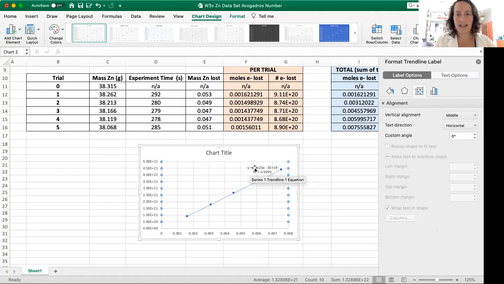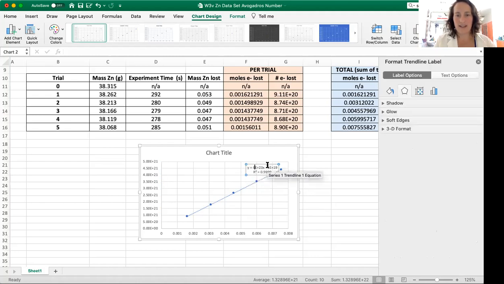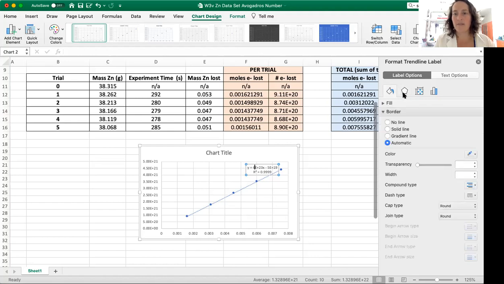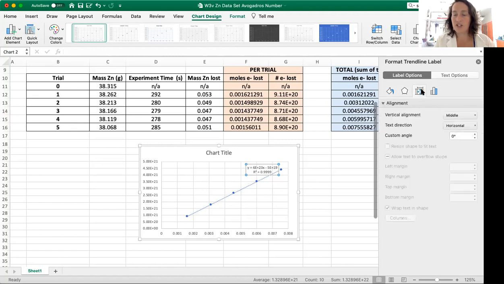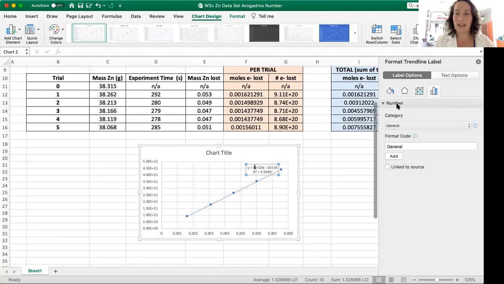So if I highlight and click on the box, I see that for me at least, I have these options that pop up over here, okay? And they're label options. And I can change the color, right? I can fill it with something. I can put a border around it. I can add a shadow. I can change the alignment. But if you click on this very last one, I can change the way that the number is displayed.